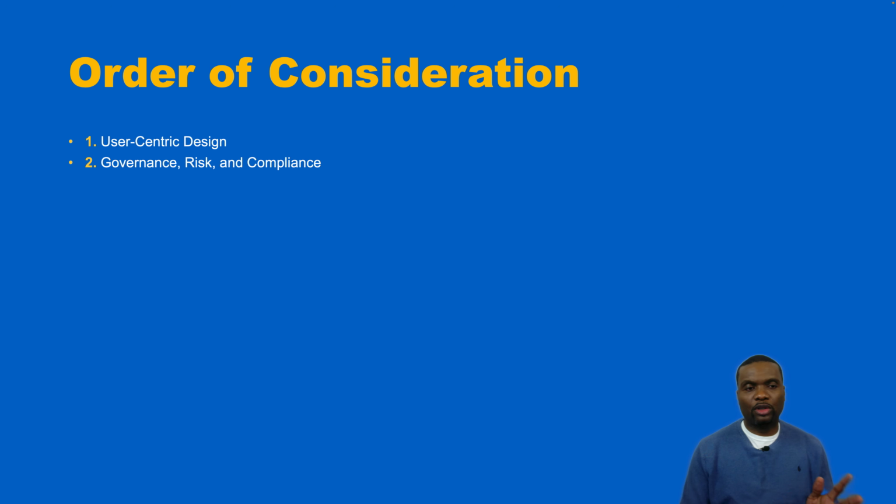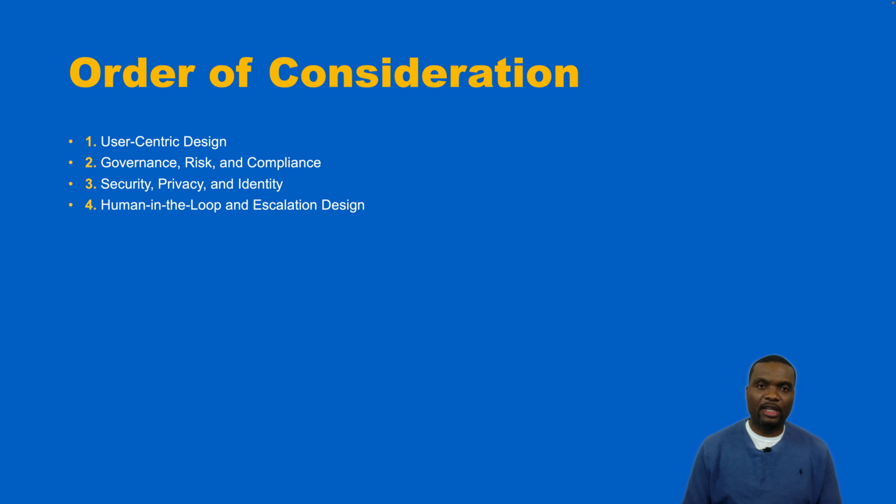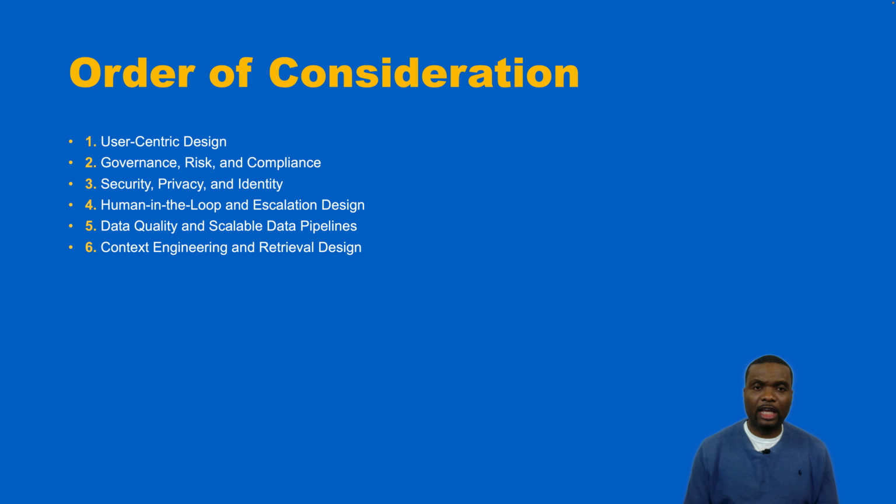Once that is done, then we can go into governance, risk and compliance, and then security, privacy, and identity management. And then you think about what you're able to tolerate without human involvement. So think about what needs to be escalated to humans and what the agent can run on its own without input from a human. Making sure that the data pipeline is set up so that you can have good quality data for your agents to make decisions. How to manage the context is very, very important, and we're going to do a deep dive video on that.